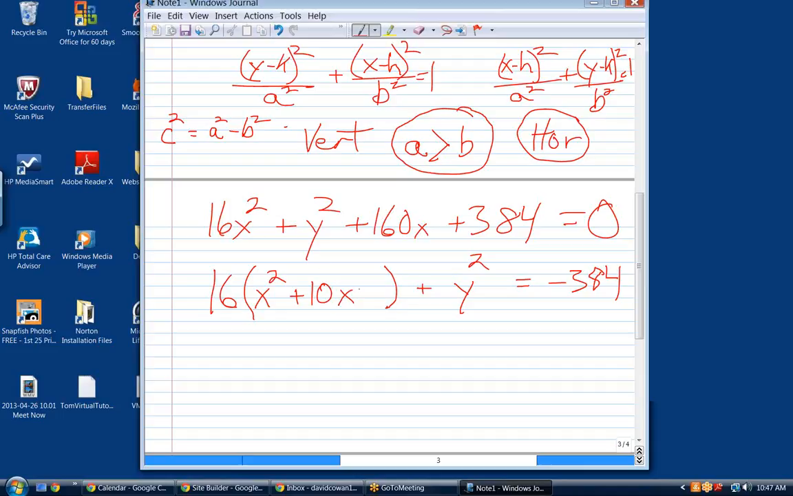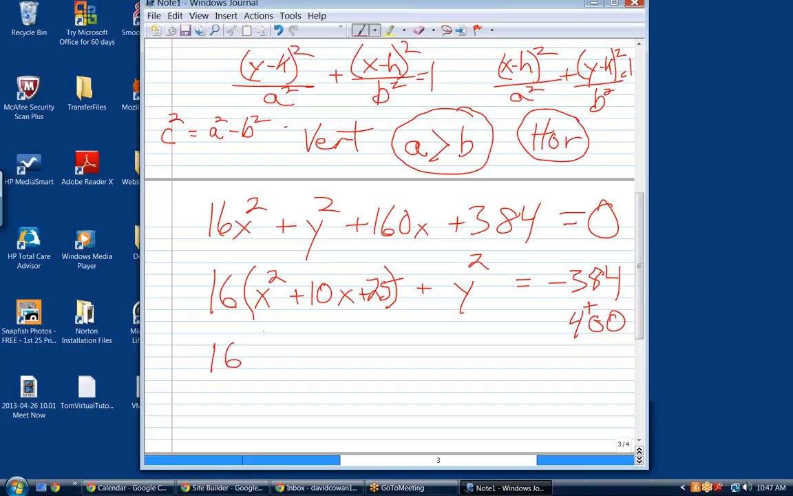So let's complete the square inside. So we have that plus 25. I know you're suspicious because we got a negative number over there, but trust me, it's going to disappear here in a second. So what do I have to add to the right side? 25 times 16. So I have to add 400. Okay? Now everything's going to fall into place.